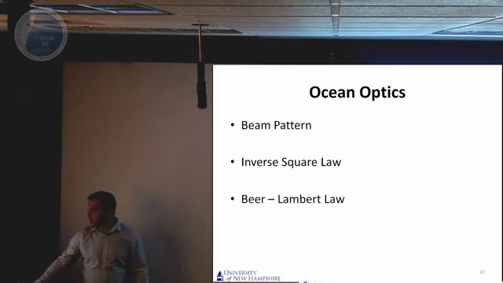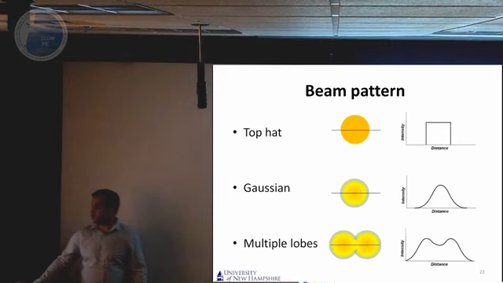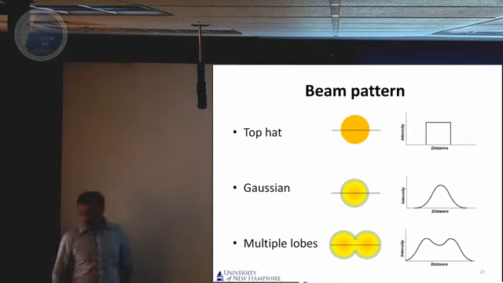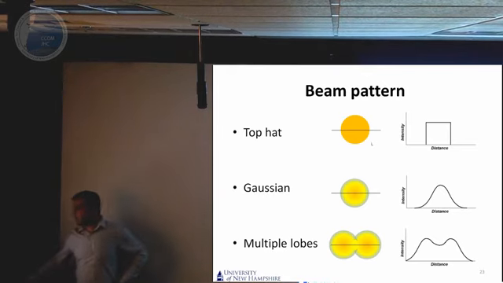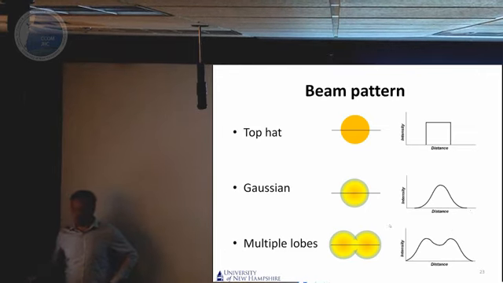In this part, I'm going to talk about several ocean optics concepts in theory. During this study, we analyzed three types of beam pattern curves. The first one is the top hat. Top hat is basically an ideal case, so it's not very realistic. As we see, it's assumed to be a uniform distribution over a distance, which is not practical to get in real time. The second one is the Gaussian, which we all know is the normal distribution. And the third one is the multiple lobes, which we see when we use more than one light source.